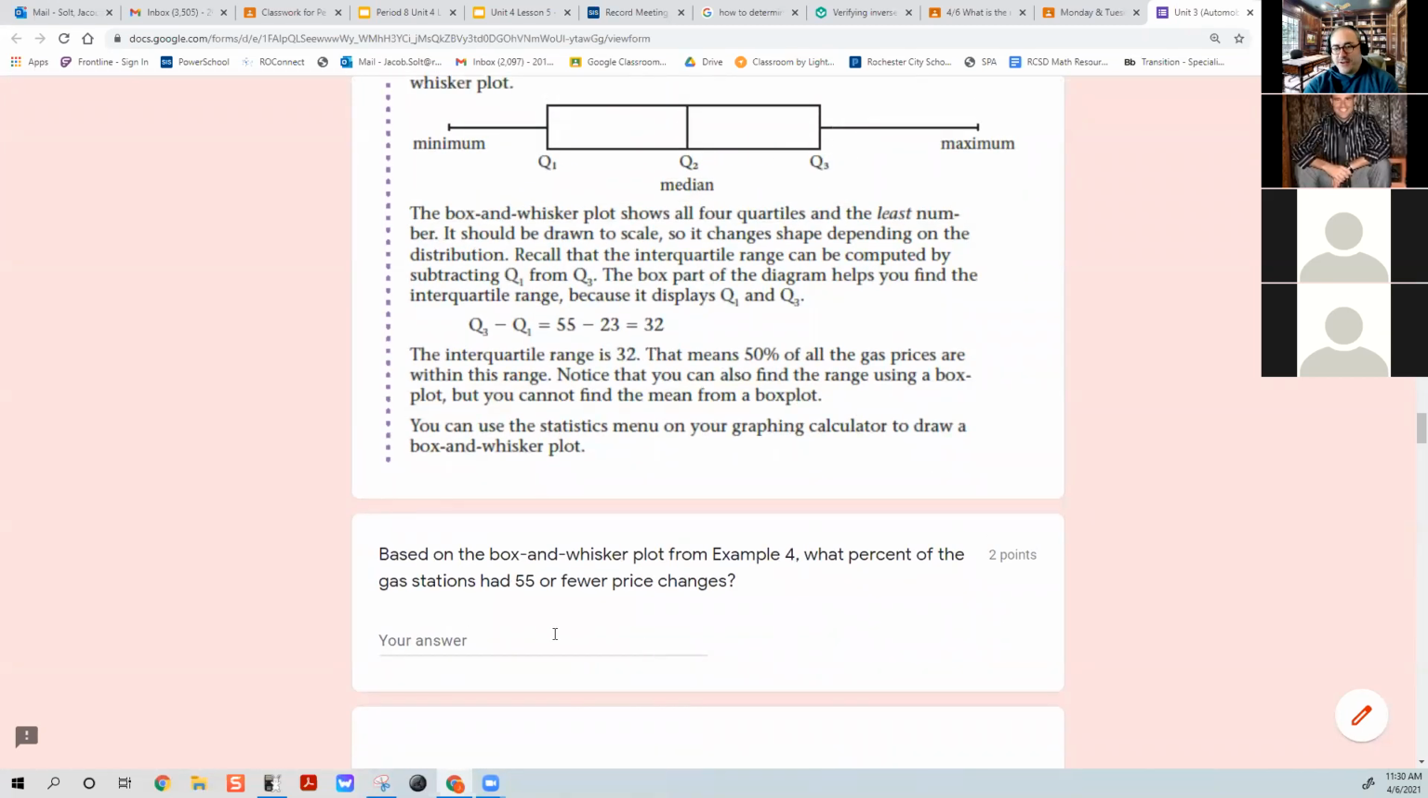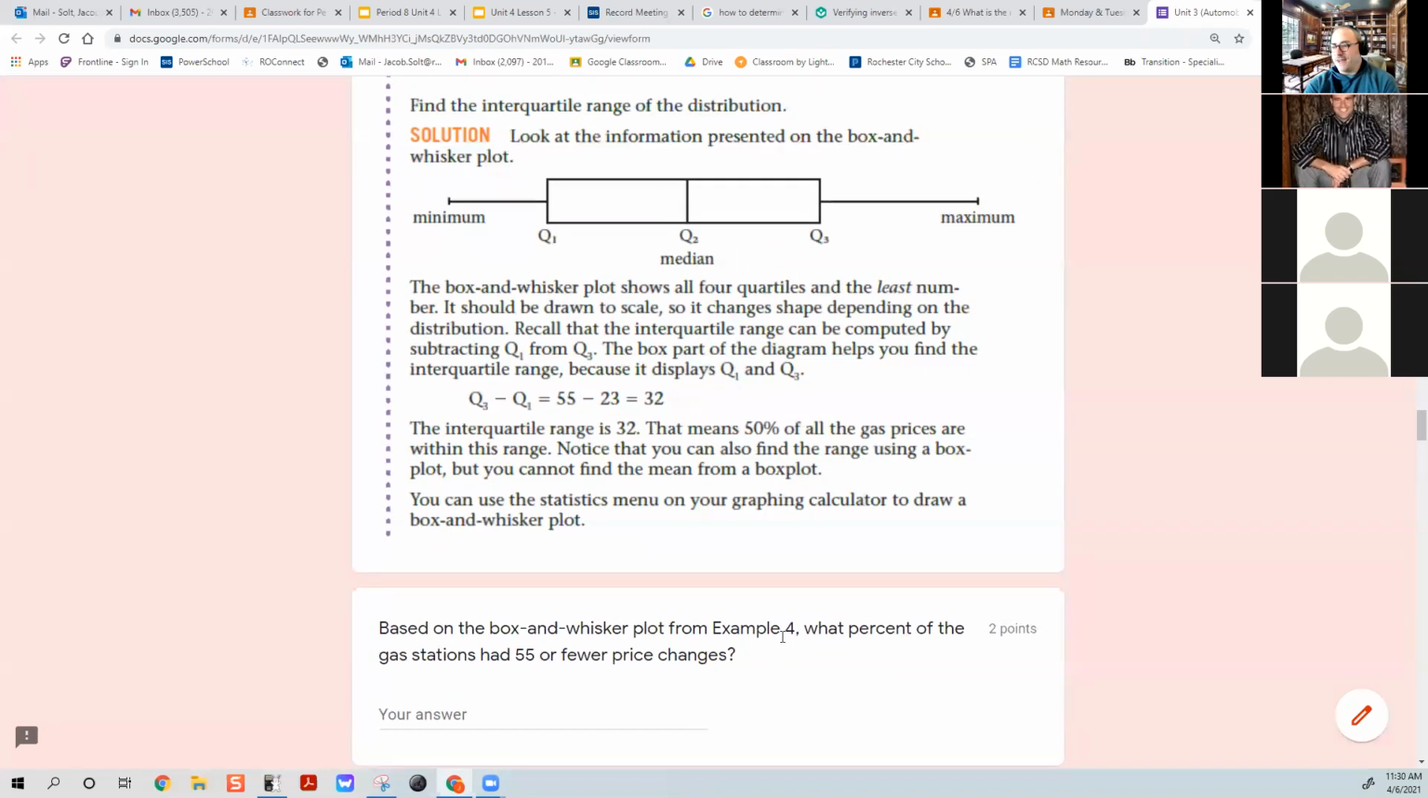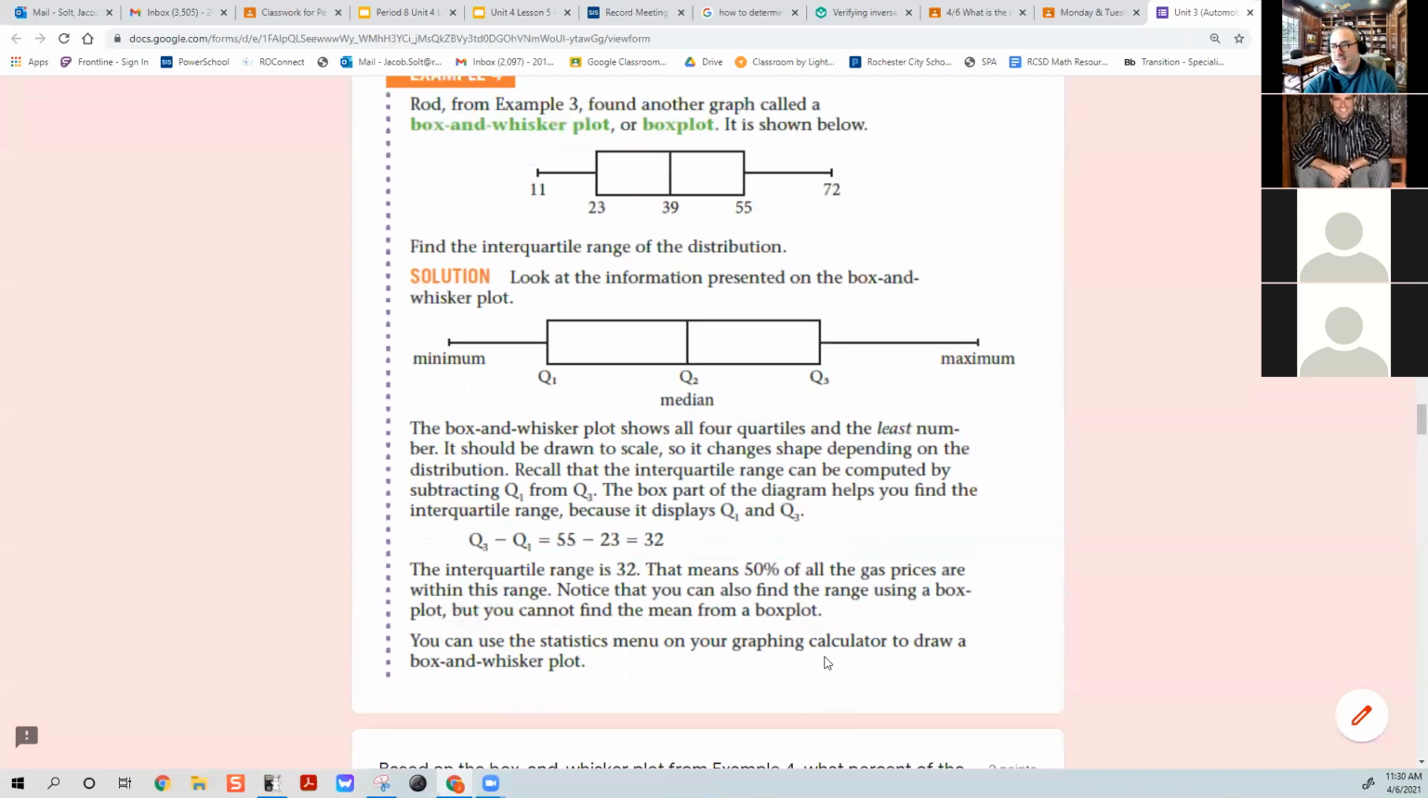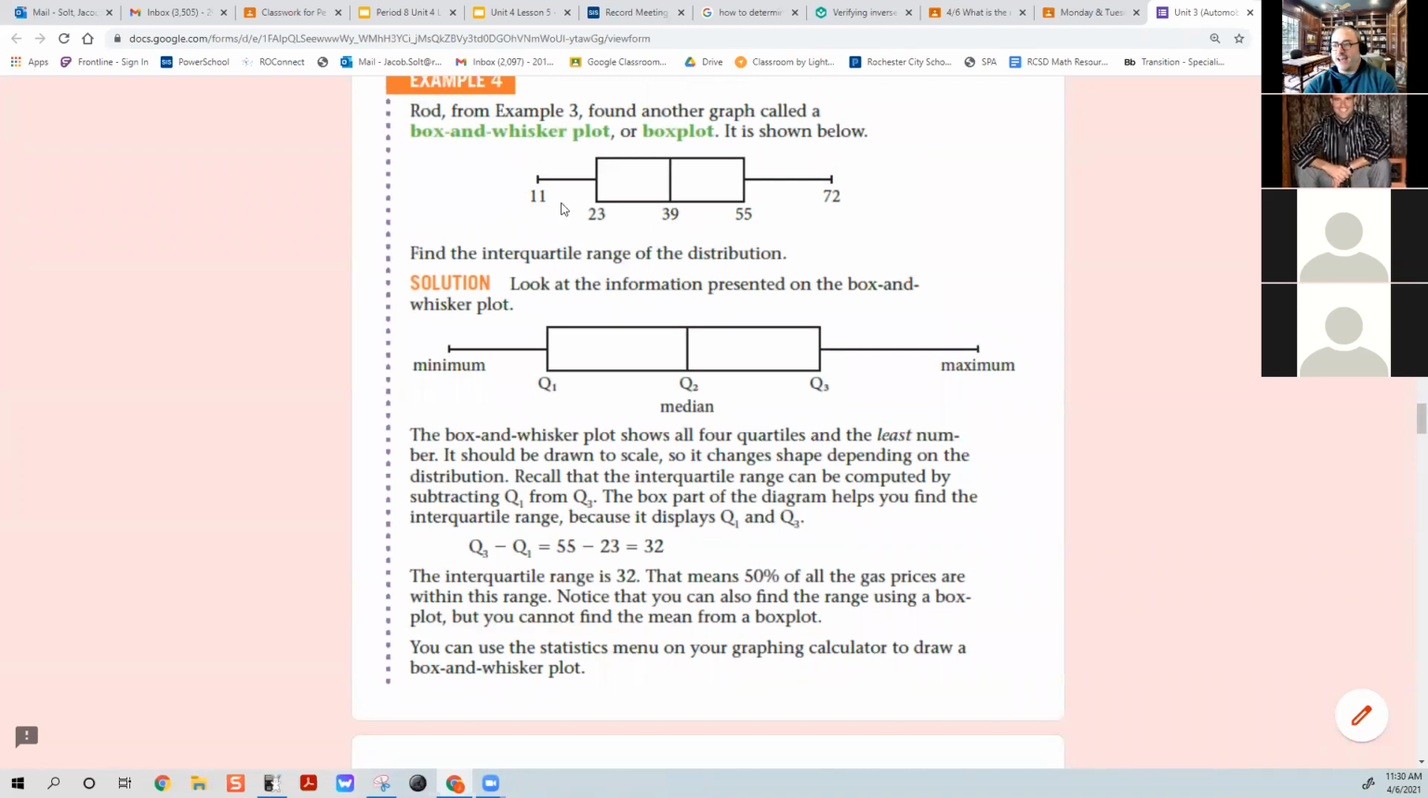So my check to make sure you understand this is, based on the box and whisker plot from example 4, what percent of the gas stations had 55 or fewer price changes? I'll give you a little second to think about that.